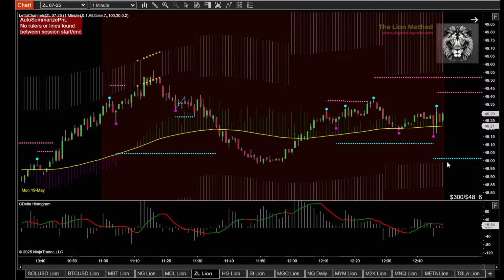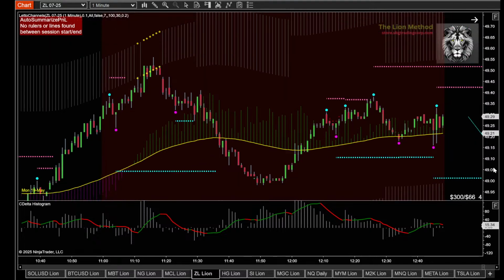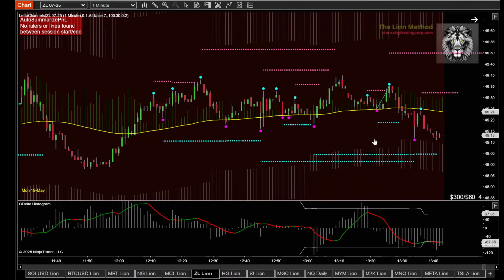This is a very small gain, but that's what scalping is, right? We're looking for a short, quick gain here. Both of them, excuse me, were good for a scalp.